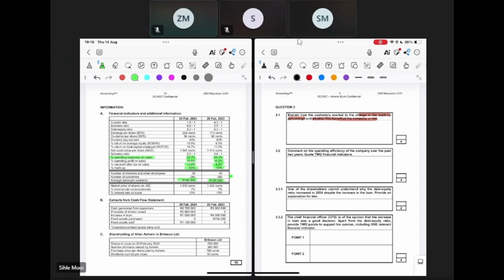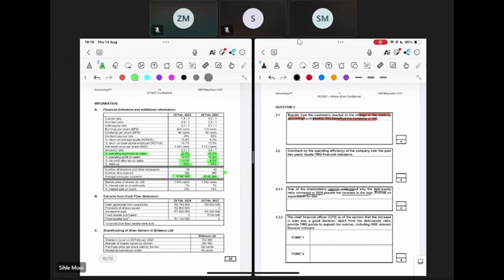Okay, let's continue. 3.3.1 now asks us, one of the shareholders cannot understand why the debt to equity ratio increased in 2024 despite the increase in the loan. Provide an explanation for him. Now, the debt to equity ratio is your debt divided by your equity. So what happened here? Let's see.